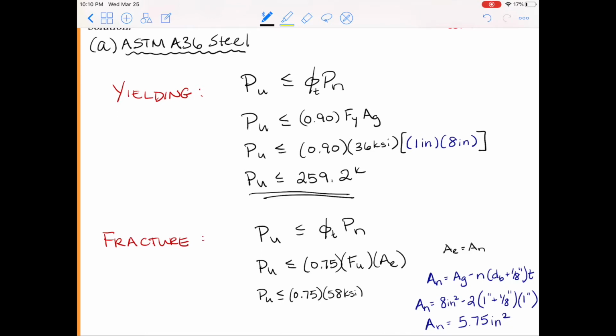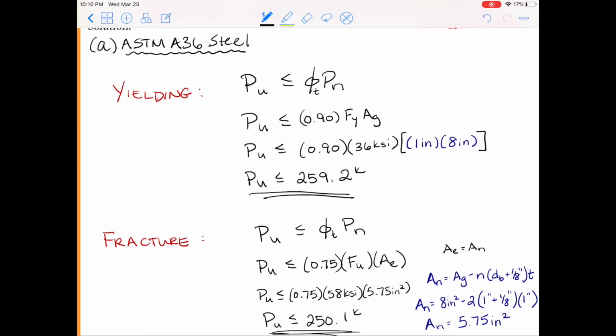All right, again, for A36 steel, F sub u is 58 KSI. We multiply that by 5.75 inches squared, make sure we have the phi factor in there, and we can get to our answer, which is going to be P sub u has to be less than or equal to 250.1 kips.